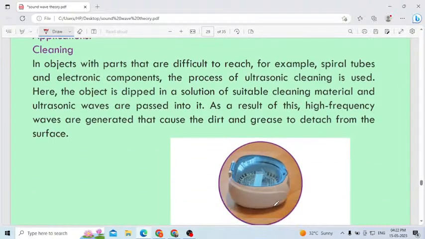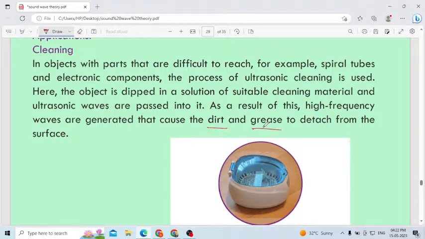For cleaning purposes, how can we use ultrasound? Let us discuss here. For objects with parts that are difficult to reach, for example spiral tubes and electronic components, the process of ultrasonic cleaning is used. Here the object is dipped in a solution of suitable cleaning material and ultrasonic waves are passed into it. As a result, high frequency waves are generated that cause the dirt and grease to detach from the surface. Here, for cleaning purposes, we use ultrasound.